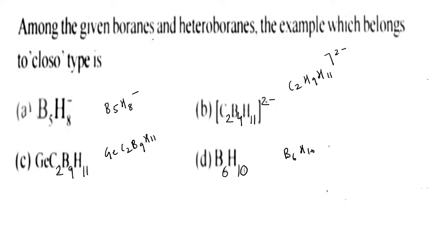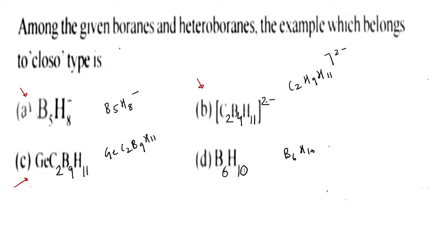All right. So among the given boranes and heteroboranes, which example belongs to the closo type? Option A is your borane. Option B is a heteroborane because along with borane you have carbon, and option C is also a heteroborane because you have germanium, and option D is also a heteroborane. Now we have to find out which belongs to the closo structure.